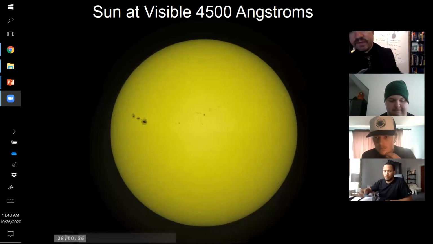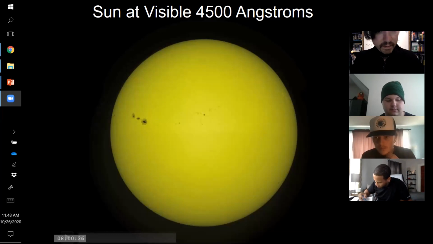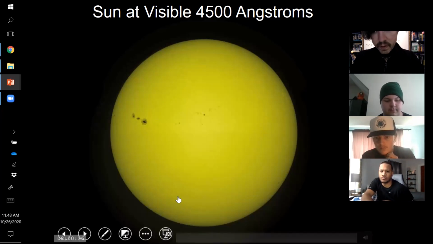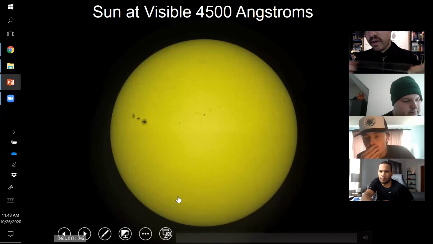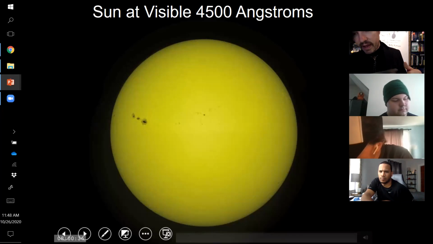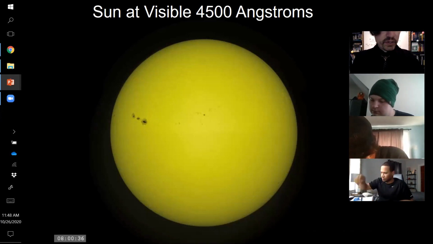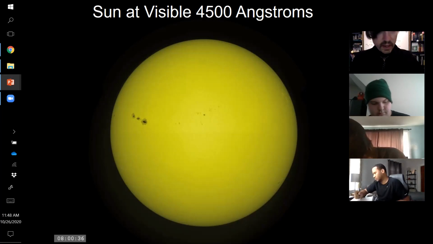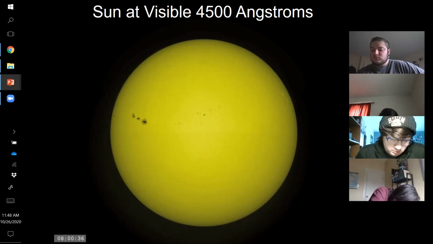I'm going to measure the size of the sun, and then I'm going to measure the size of one of those sunspots. I want you guys to write a couple of numbers down for me because I need your help. The diameter of the sun is 12.6 centimeters on my screen. Please write that down. I just measured 12.6 centimeters. The big sunspot is 4 millimeters.